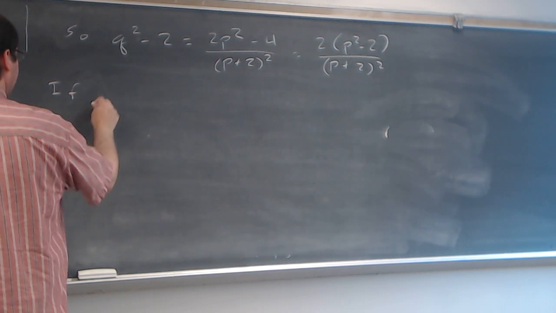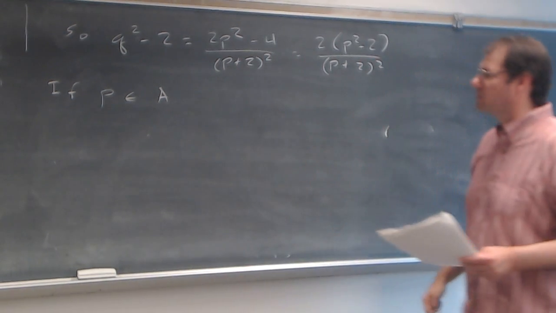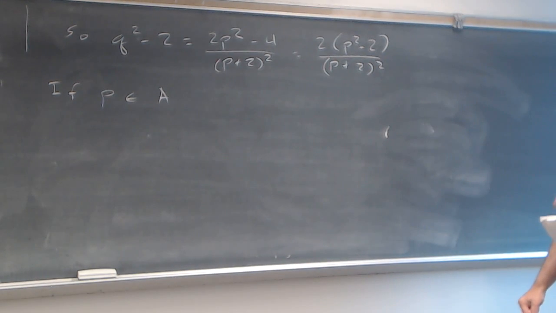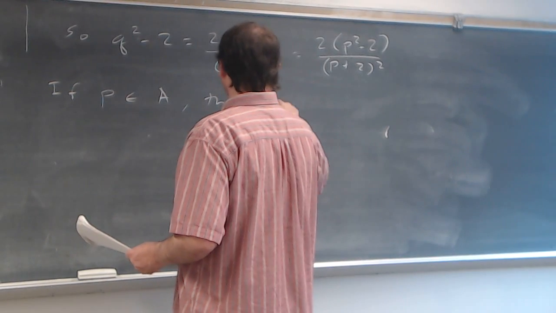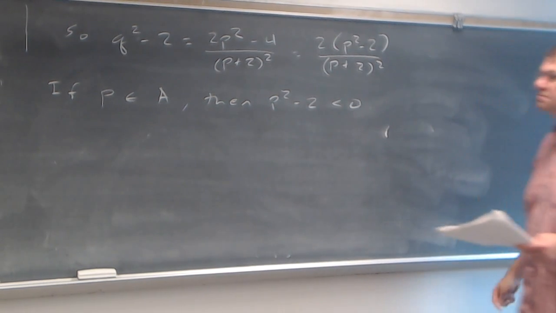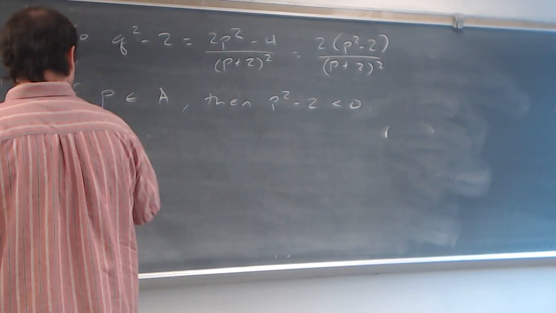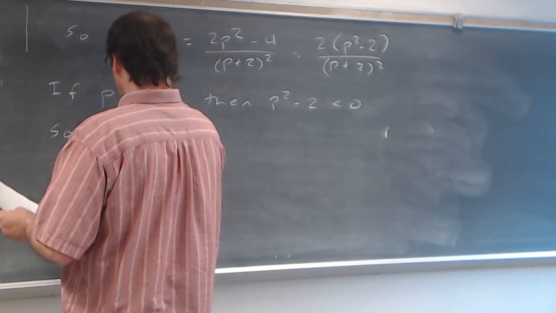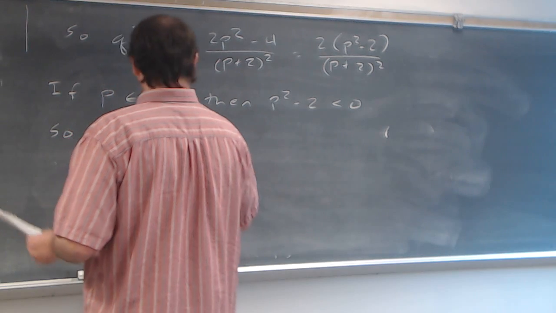Now, we start off by looking at p being an element of A. So, take something in A. What was A? A was the set of all positive rational numbers such that p² would be less than 2. Okay. Then, p² minus 2 is a negative number. So, that says that q, in this case, the q associated with this p, is going to be greater than p.